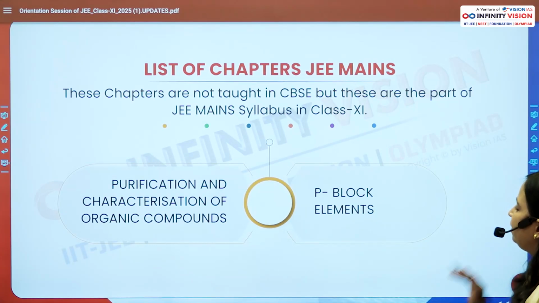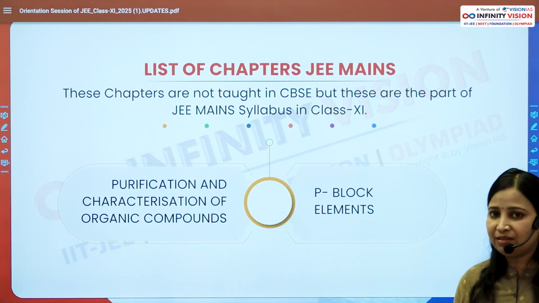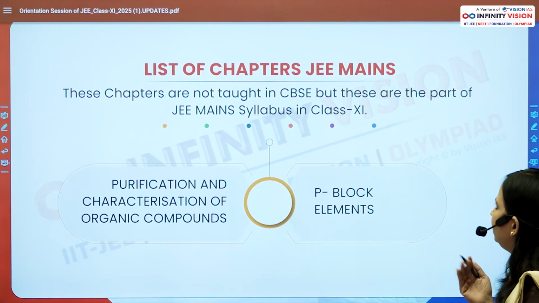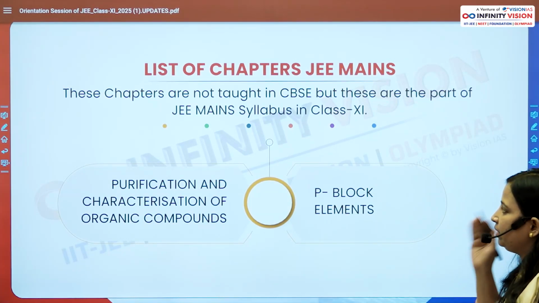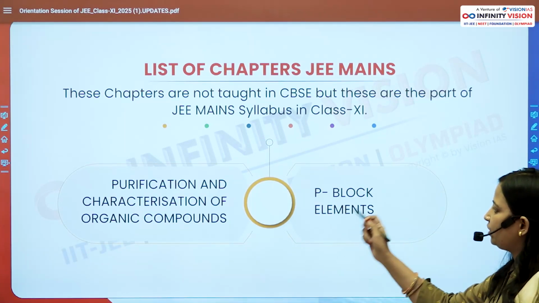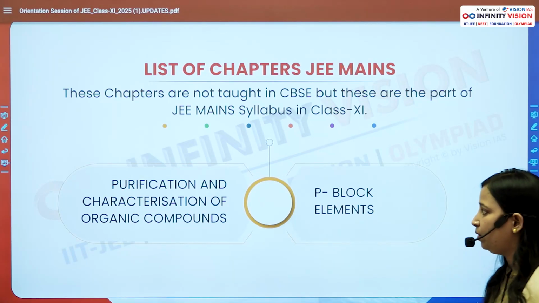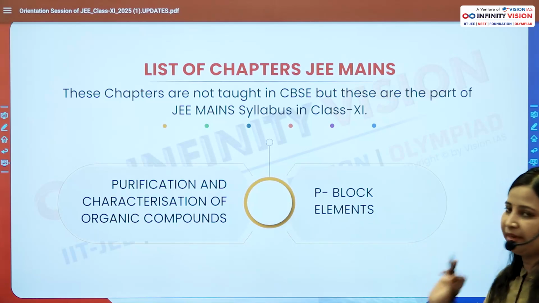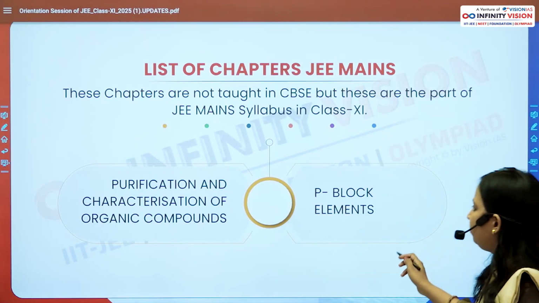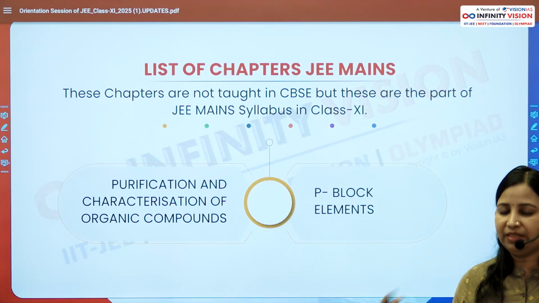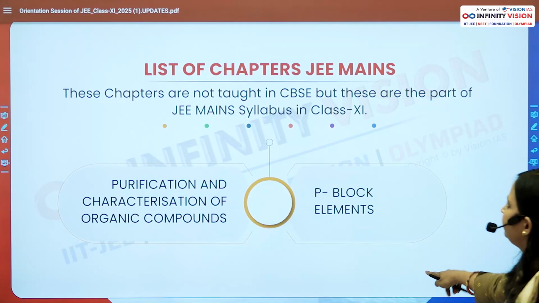Now if we talk about the JEE Main syllabus, there are 2 additional chapters in JEE Main which are not present in the CBSE syllabus. These 2 chapters are purification and characterization of organic compounds, which we can say is part of organic chemistry, and the P block elements, which is a part of inorganic chemistry. So these 2 are additional chapters which we have to read in detail for JEE Main.